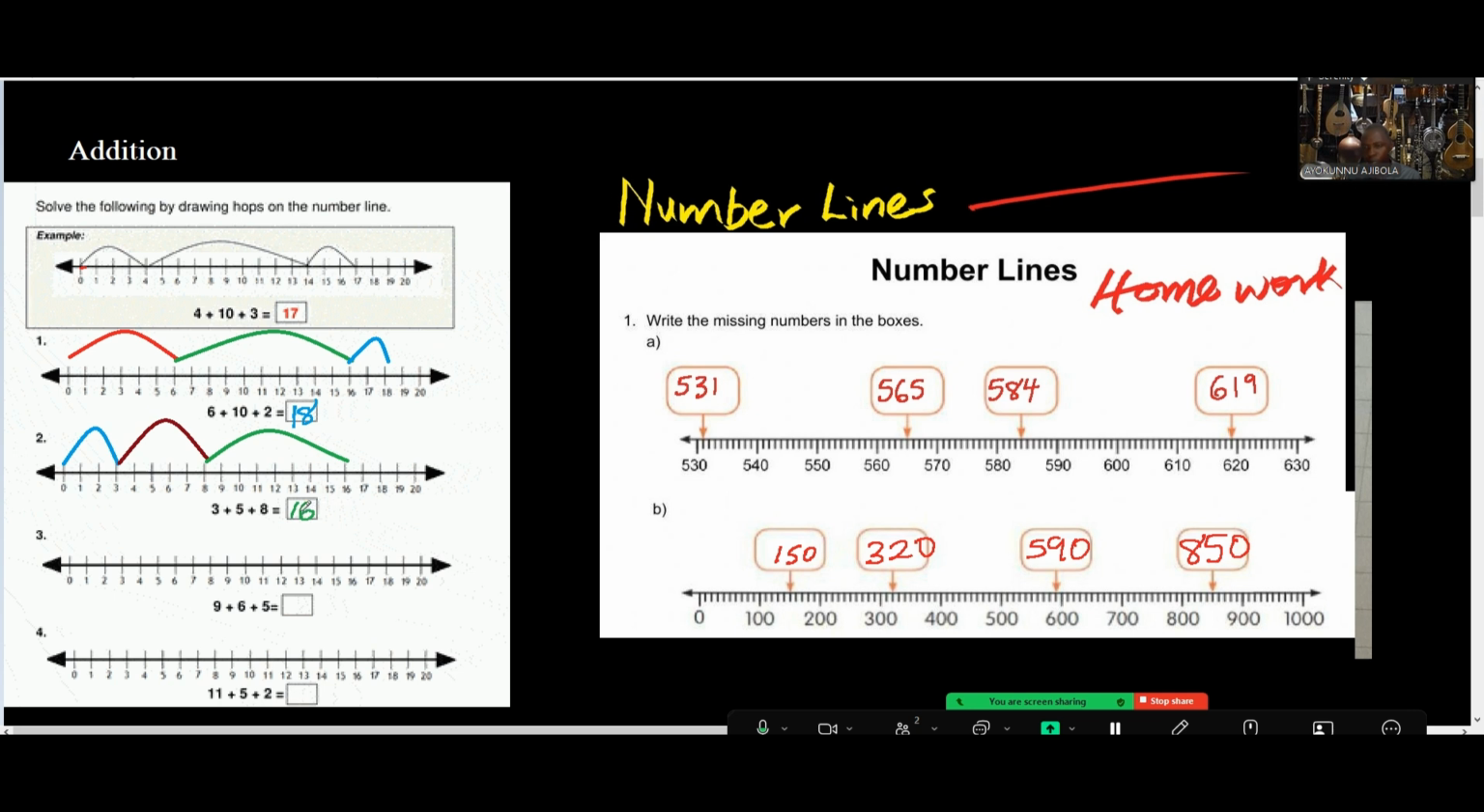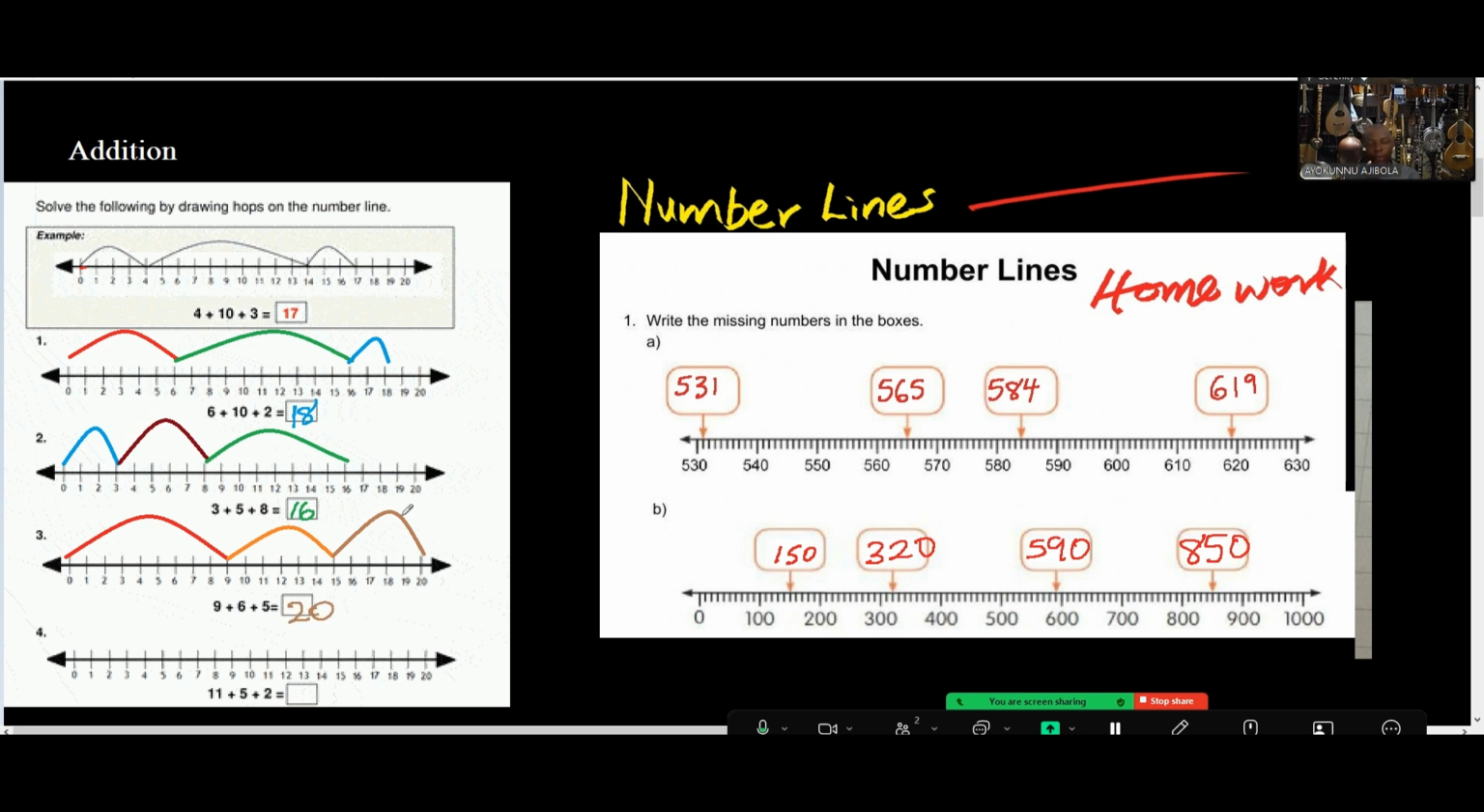Yes. And the next one says 9, so go all the way to 9. Then the next one is 6, we go 1, 2, 3, 4, 5, 6. Then the next one, we go 5 steps, 1, 2, 3, 4, 5. So it landed on 20. So that's our answer, 20.